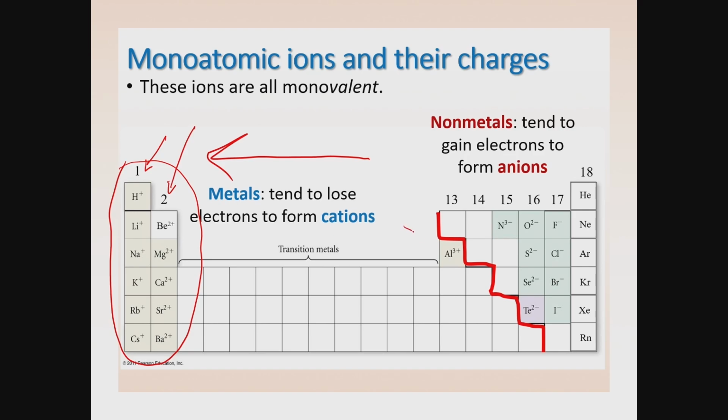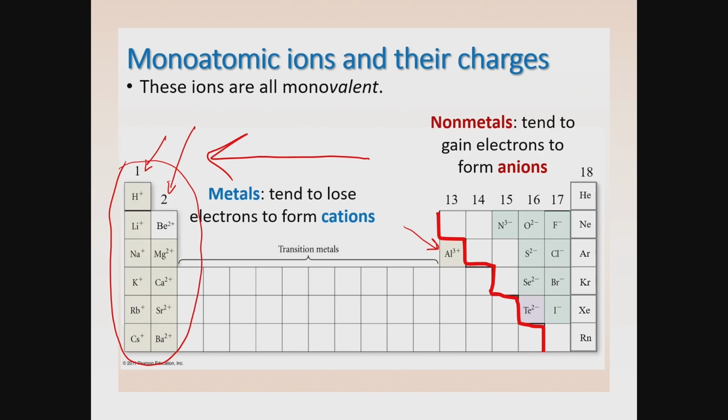And then occasionally you have aluminum here that will happen to lose 3 electrons and become 3+. So again, when metals become ions, they will always lose electrons. And when you have a positively charged ion, it's called a cation.